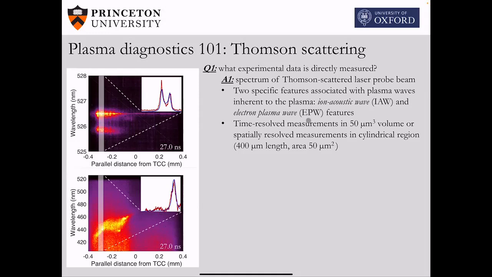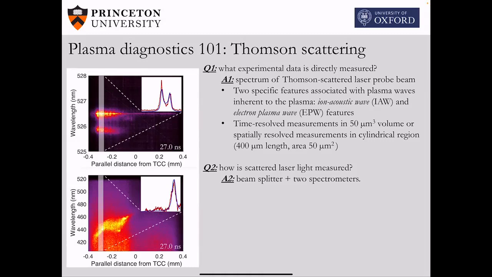Depending on the experiment, this can either be configured to give a time-resolved measurement in a 50 micron cubed volume, which, compared to the whole size of the interaction region of these interacting plasmas, this millimeter scale, is effectively a point measurement. Or alternatively, we can do a spatially resolved measurement in a cylindrical region, and that allows us to get a better sense of average quantities. Although if you do a spatially resolved measurement, one has to then integrate over a certain time period of about a nanosecond in these experiments. And just for reference, the data I'm showing here is from spatially resolved data, which we then average to give average values for this plasma.